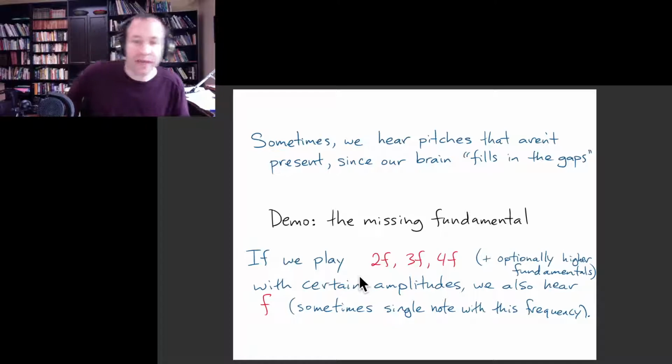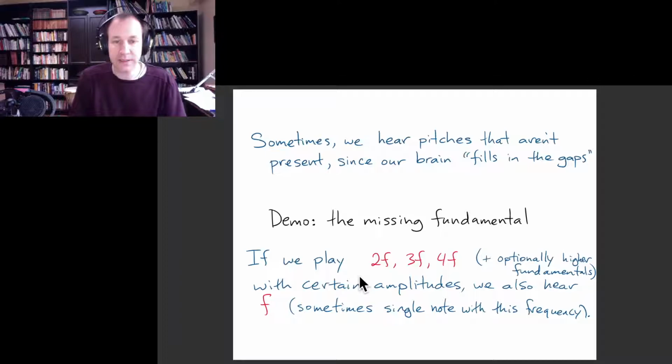So this effect is what's known as the missing fundamental, and let's try to understand it. In my case, I didn't even do something as complicated as playing three frequencies. I just played two frequencies. The frequencies I was playing were 180 hertz and 270 hertz. Those are the first two multiples of 90 hertz. If F is the frequency 90 hertz, I was playing 2F and 3F. I could have also played 4F and higher ones if I wanted, with a similar effect.